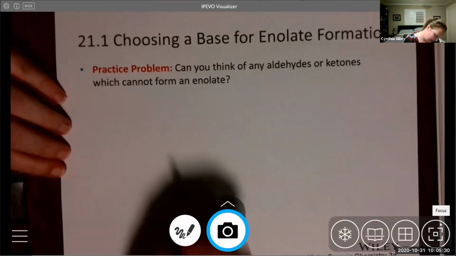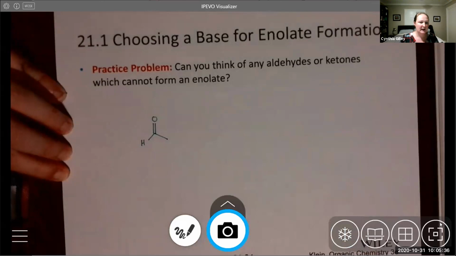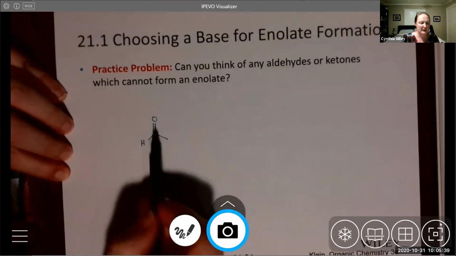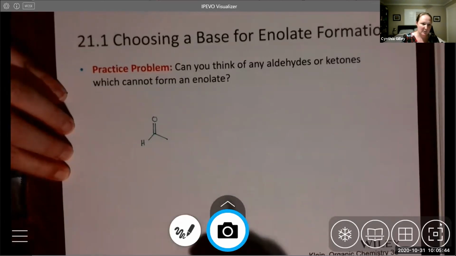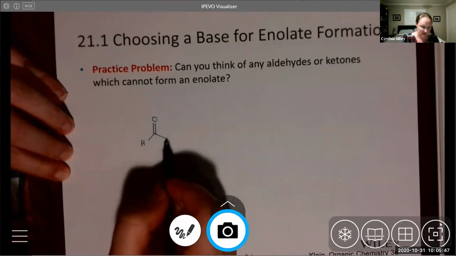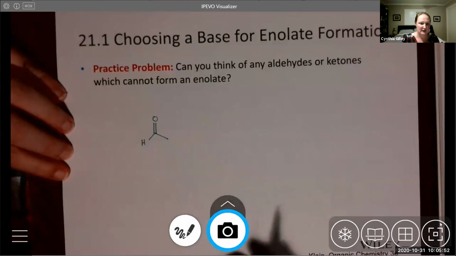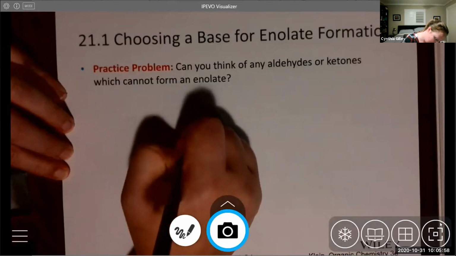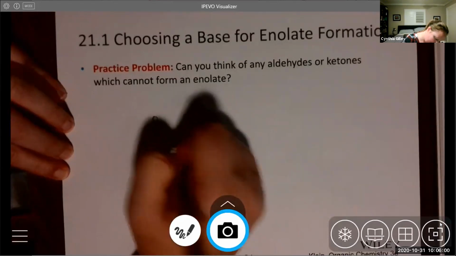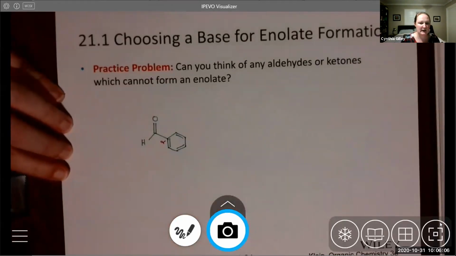So recall that aldehydes and ketones have alpha carbon. And in order to form an enolate, we need to have at least one hydrogen attached to the alpha carbon. So if we come up with a substrate where there is not a hydrogen attached to the alpha carbon, then you will not be able to form an enolate from that specific aldehyde or ketone. So for example, perhaps I put in a benzene ring here, right? Now the alpha carbon does not have any hydrogens attached and no enolate can be formed using this aldehyde.